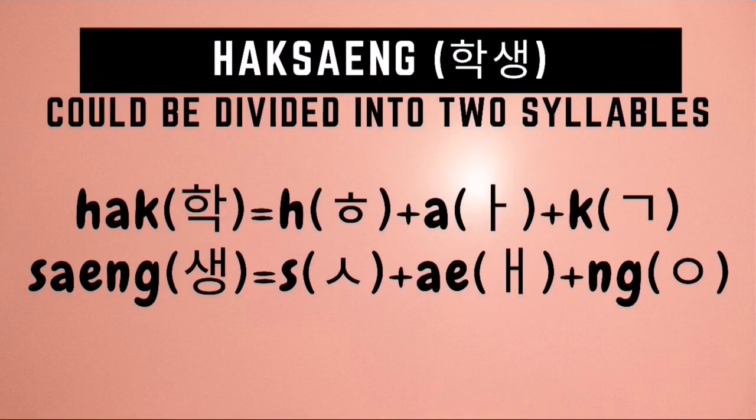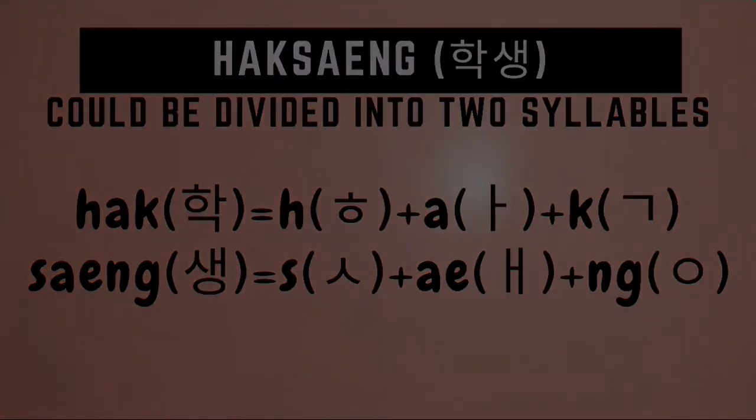This is composed of two syllables. For the first syllable hak, we need to draw first a hiyuk character, followed by an a character, followed by a giyuk character. For the second syllable sang, we need to draw first a siyut character, followed by an e character, followed by an iyung character. And that's how you write HAKSAENG in Hangul.